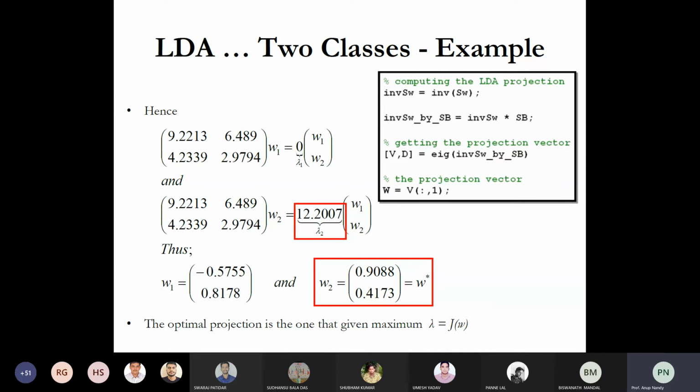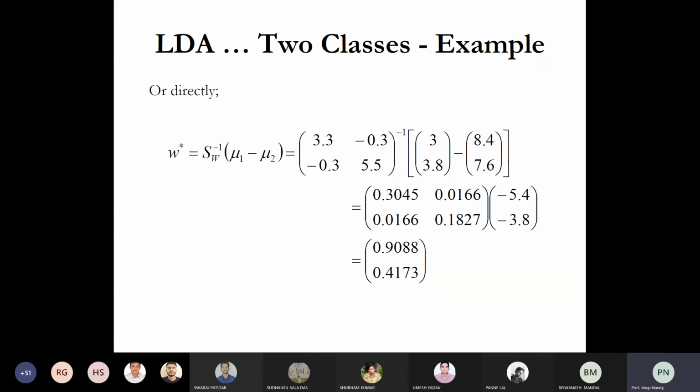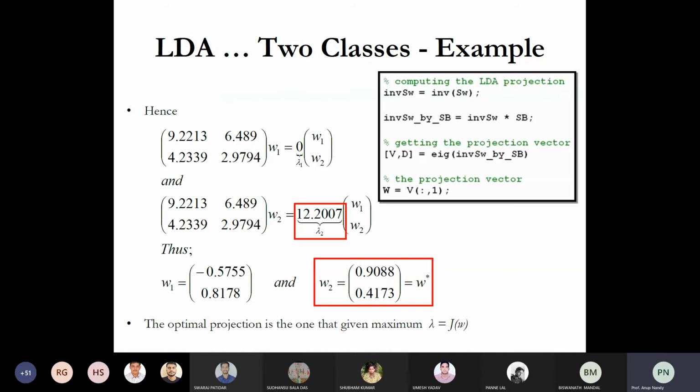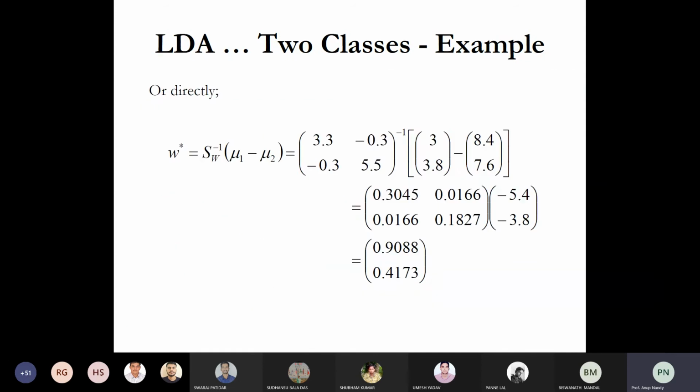Now the optimal projection is the one which gives the maximum lambda. For which lambda is this function going to be optimized? For lambda equal to 12.2007, this function is optimized with this value of W2. The way that it is written, you can also write this sample code to get the projection vector, where W is equal to V1. Or you can directly see how 0.9088 and 0.4173 come about.